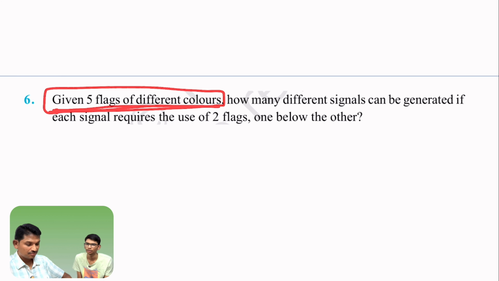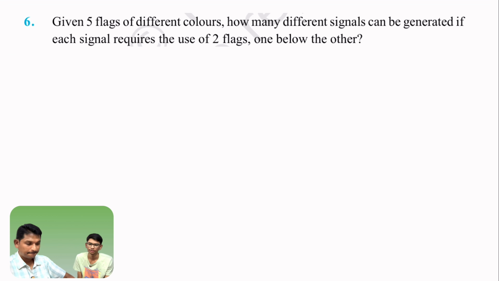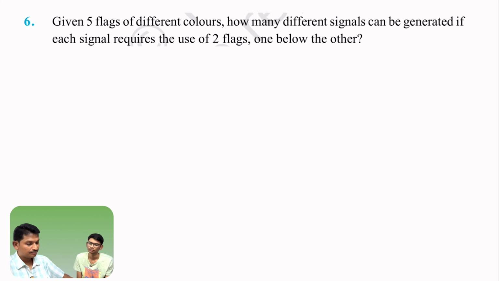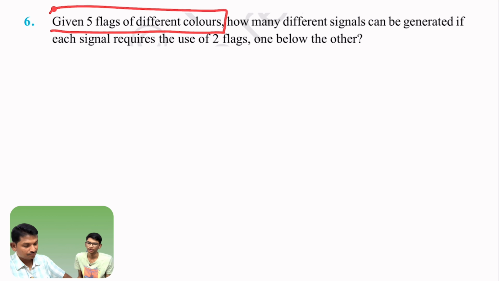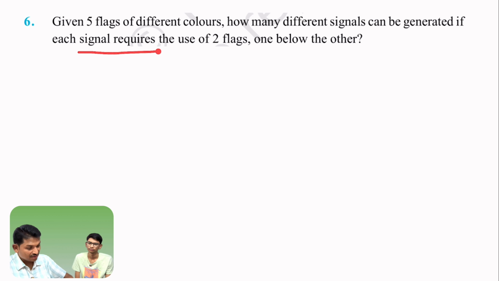Given 5 flags of different colors. 5 flags are there which are of different color. How many different signals can be generated if each signal requires the use of 2 flags, one below the other? How many flags are there? 5 flags. To generate a signal, you require 2 flags.